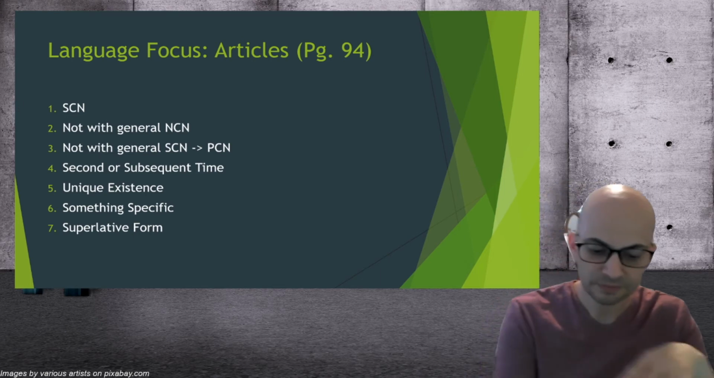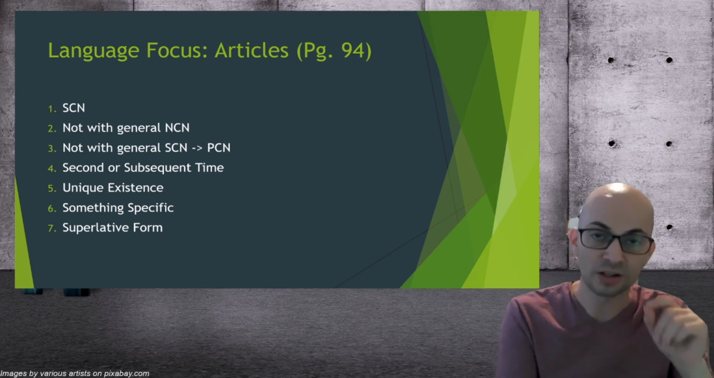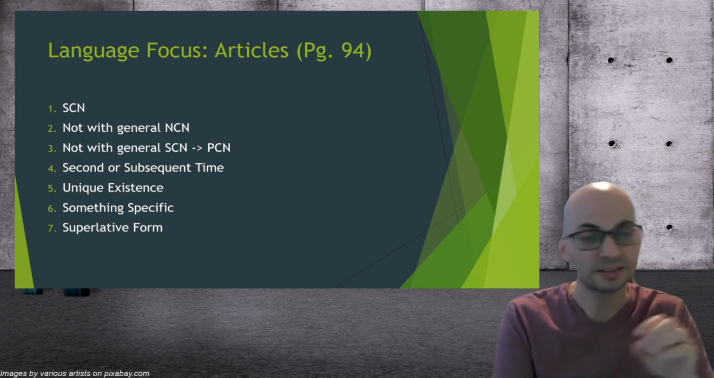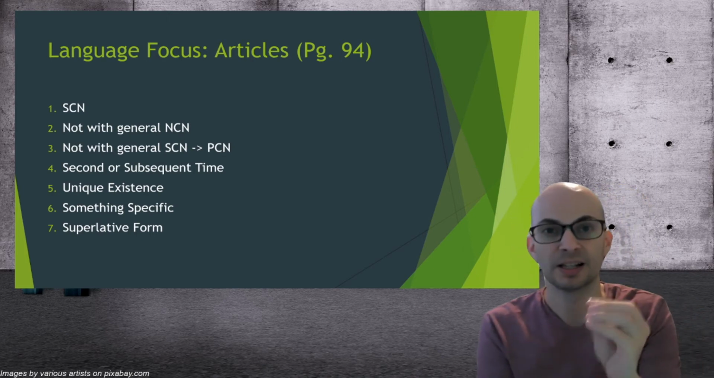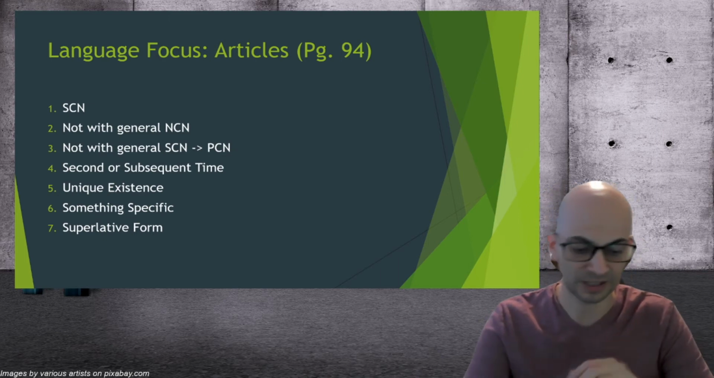In our example here, it says, the bank on the corner of 56th Street. This is a specific place, so it is the. We shouldn't use a in this case.